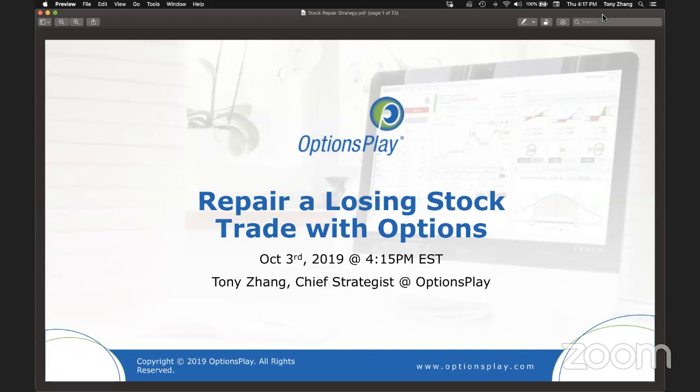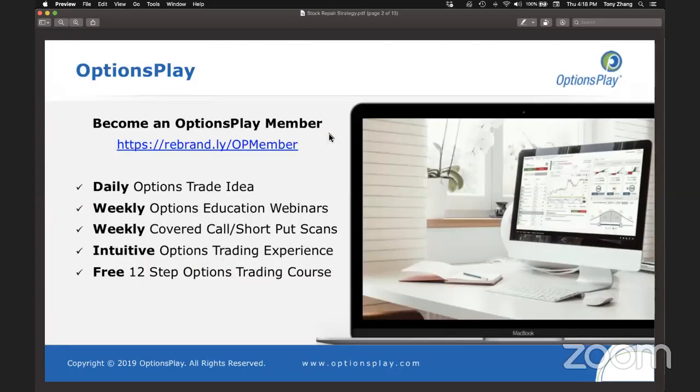And at the very end, I'll try to leave some time to allow you guys to submit some symbols, where you got in, where it's currently trading at, and let's see if we can find some repair strategies for those scenarios. So let's go ahead and get started here.